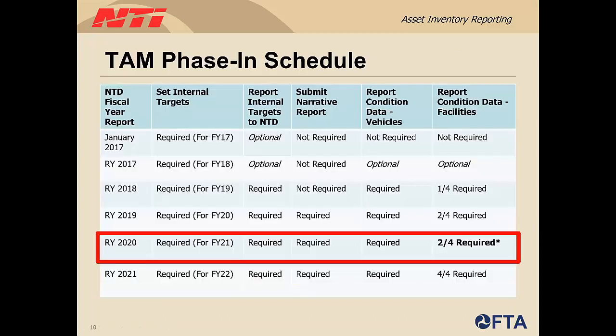I also wanted to briefly highlight the TAM Phase-in Schedule. From 2016, when the rule became final, till today, we've been phasing in some of the requirements. You will note that across the board, all of the columns are required now, but there are certain requirements that are being phased in, specifically the facility condition assessments. For this report year, I want to bring your attention to the 50% requirement for condition assessments. This is slightly adjusted due to the environment that we're currently working in now.